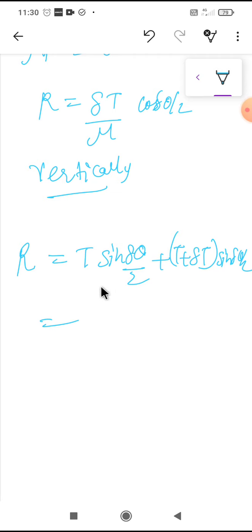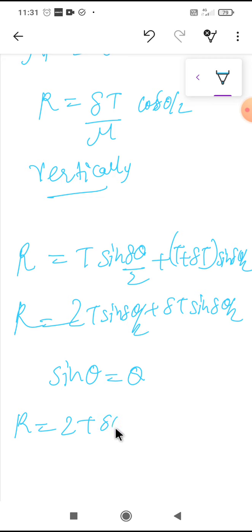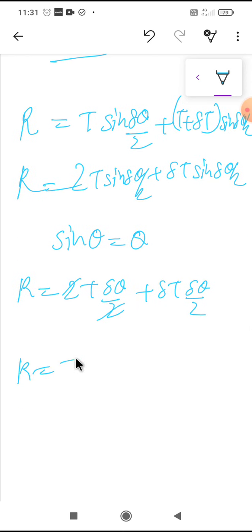So if I open this bracket, this will be 2 times T sine delta theta by 2, plus delta T sine delta theta by 2. So the reaction force R will be equal to this term. But now let's use the assumption that when theta is very, very small, we can say sine theta is equal to theta. So R is 2T times delta theta by 2, the 2 gets cancelled, plus delta T and delta theta by 2. So R is equal to T delta theta. Now delta and delta, small times small, is very small, so this term can be neglected. So R we have got is T delta theta.